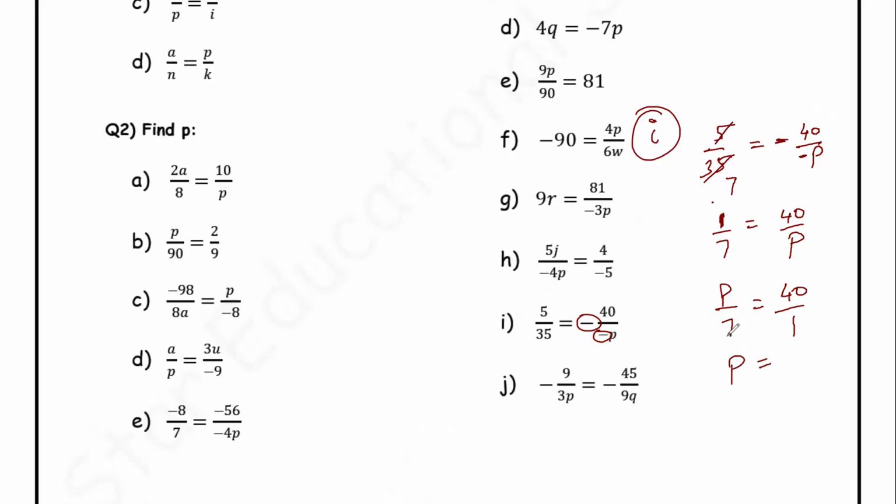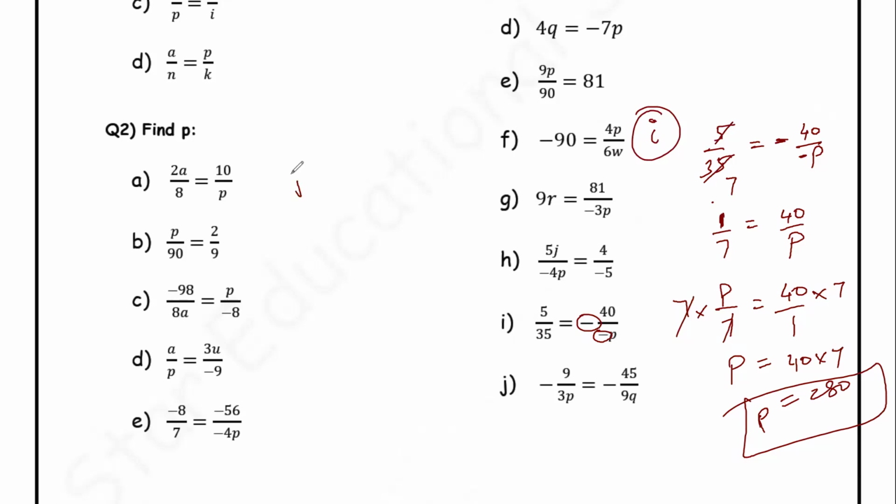Finally, I'm going to multiply 7 on both sides, or simply take 7 on the other side. So that's 280. Taking 7 on the other side is the same thing as multiplying 7 on both sides.